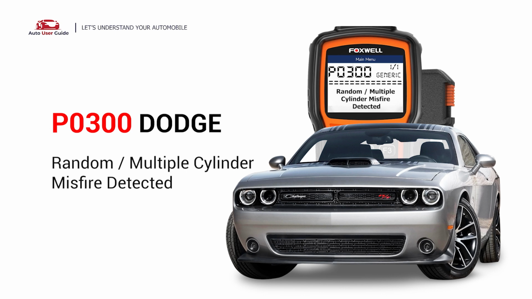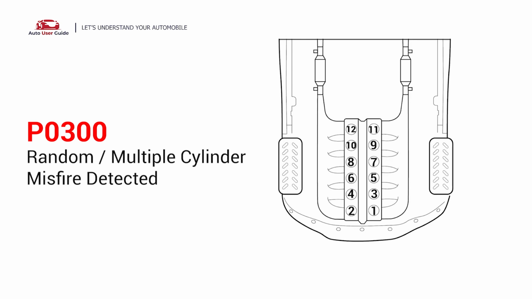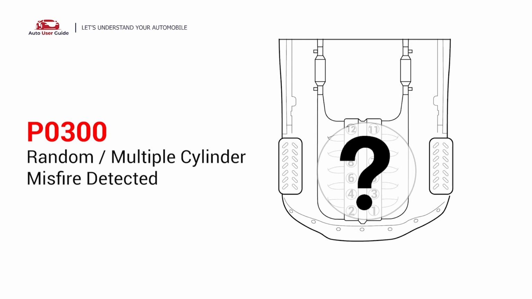This repair video for the P0300 error code is specifically tailored for Dodge drivers. If your Dodge is showing a P0300 code, this is for you. It indicates that two or more cylinders are experiencing misfires, which means one or more cylinders are not firing properly and causing irregular combustion. Under this circumstance, stop driving and repair your vehicle immediately.